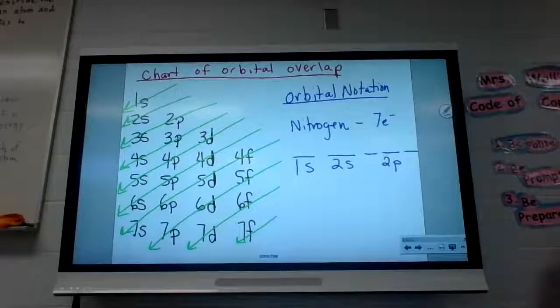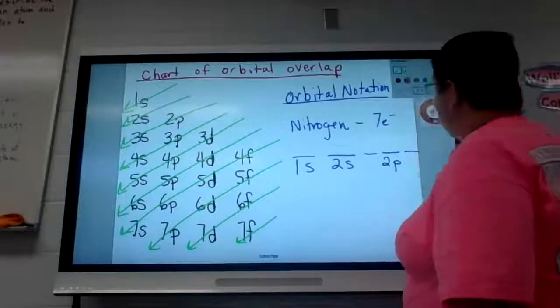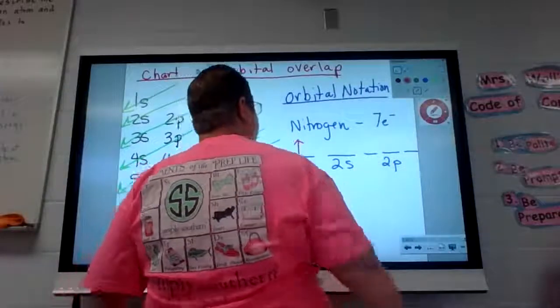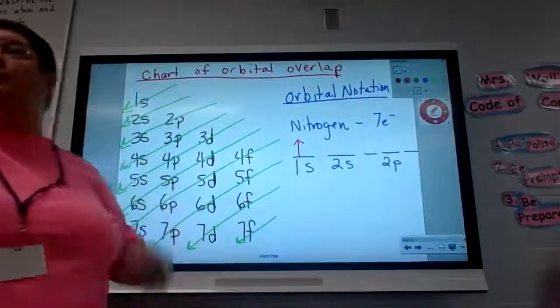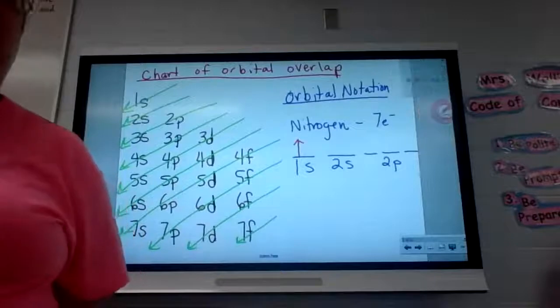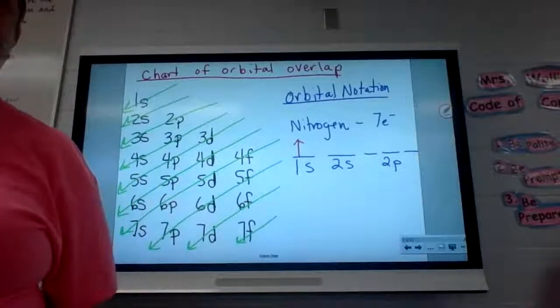So now we have enough space for 10 electrons. We only need space for 7. So, according to Aufbau's principle that we learned yesterday, electrons have to fill the lowest energy level possible. So, electron number 1 is going in 1s. Is it full? No. Yes. An arrow represents an electron. That's the way we draw the electrons.